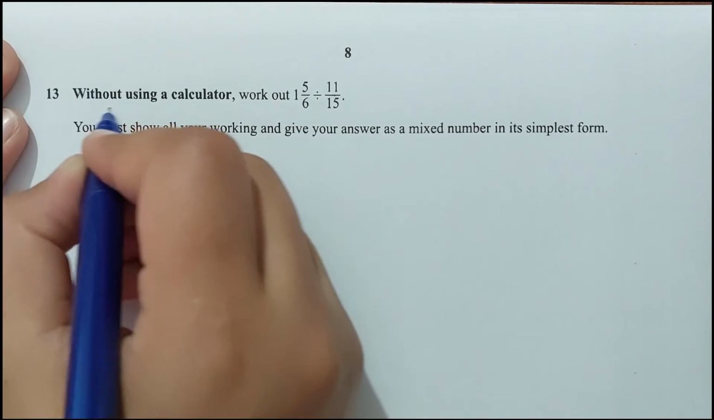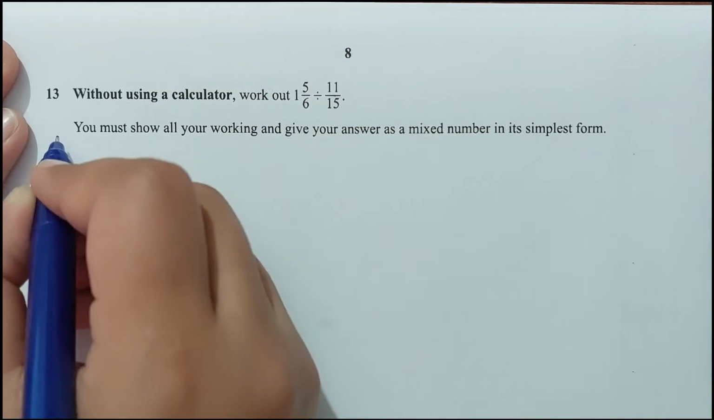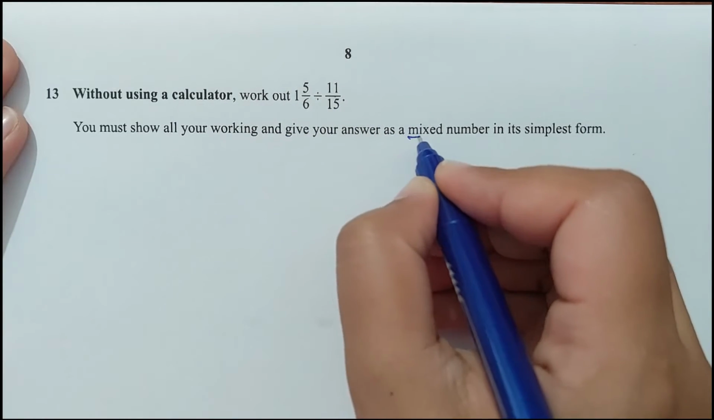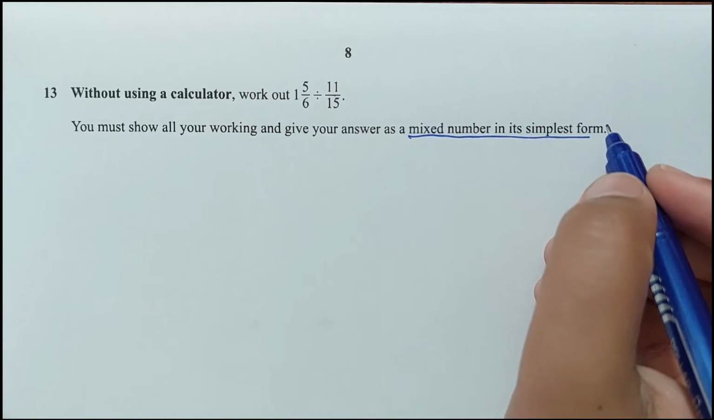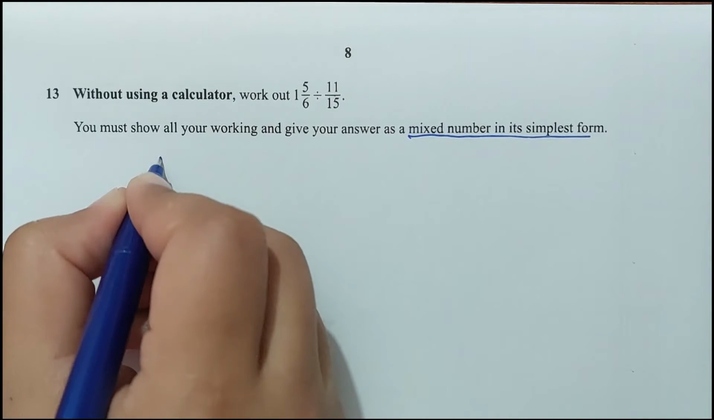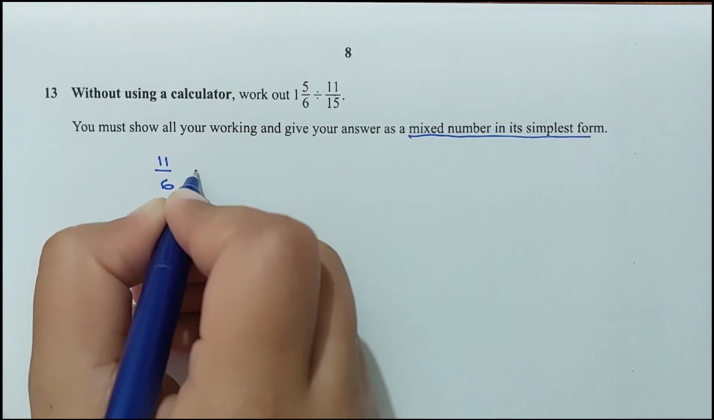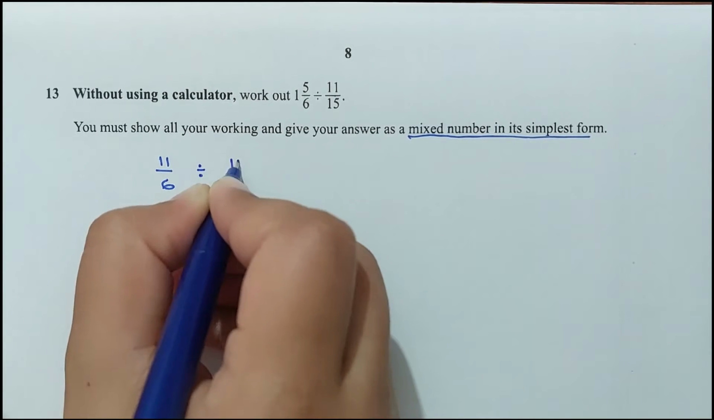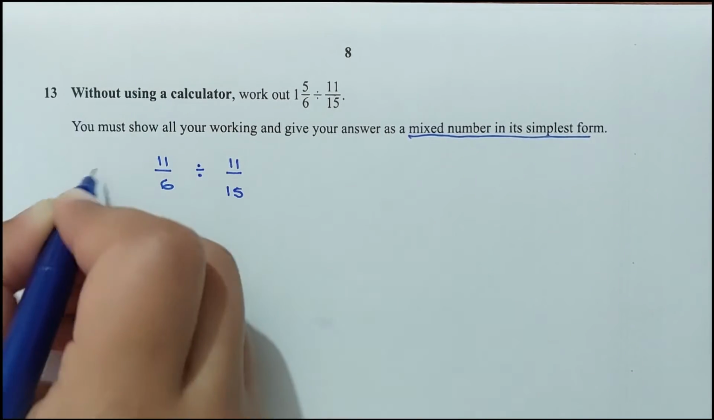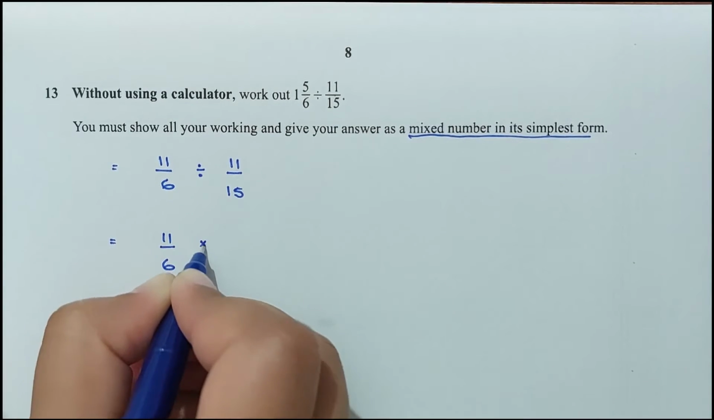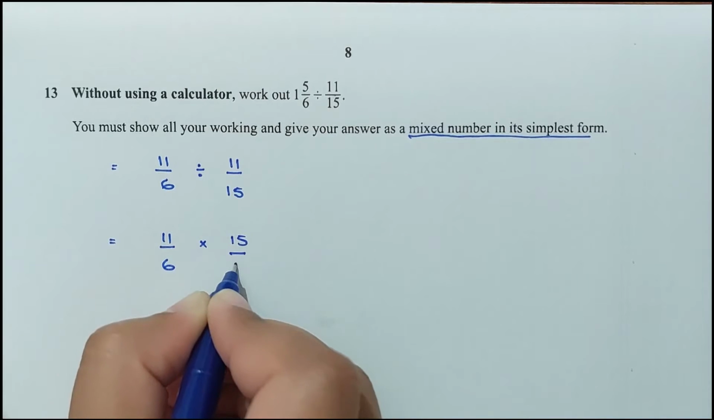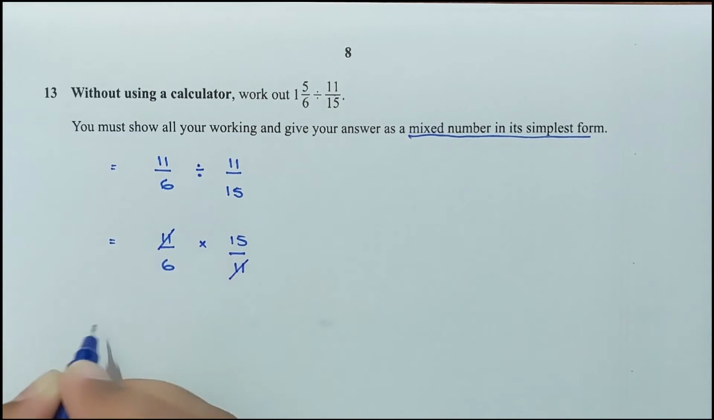Question number 13, without using a calculator, work out. You must show your working and give your answer as a mixed number in its simplest form, right? 6 times 1 is 6, plus 5 is 11. 11 out of 6 divided by 11 out of 15. Now we have 11 out of 6 times 15 over 11. 11 is cancelled with 11. We are left with 15 out of 6.